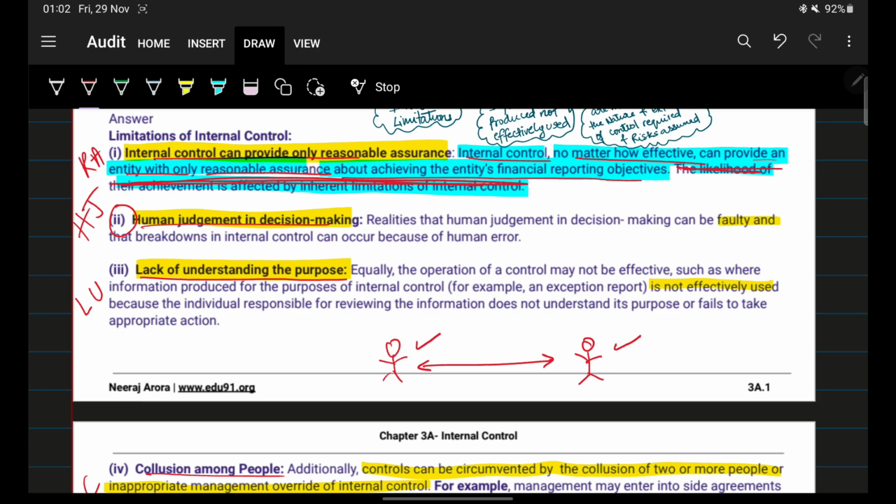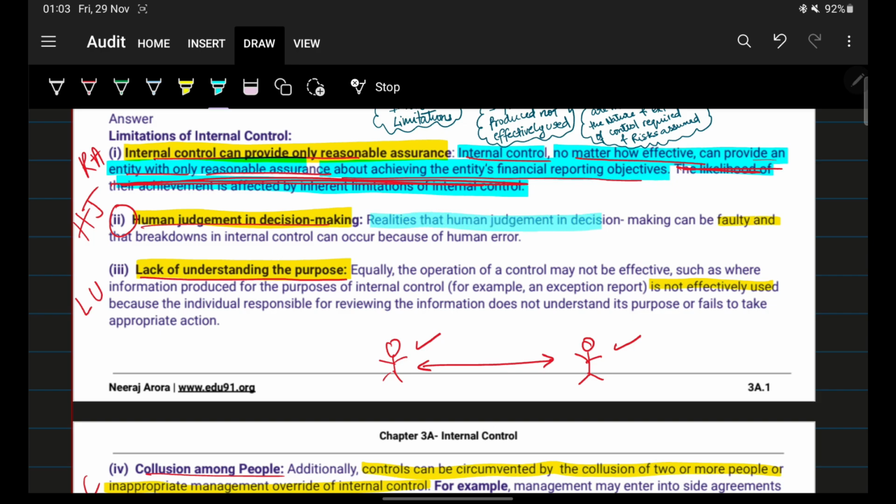So the first point of limitations of internal control is that internal control can provide only reasonable assurance. Next point is that human judgment is involved. Just go through that also.